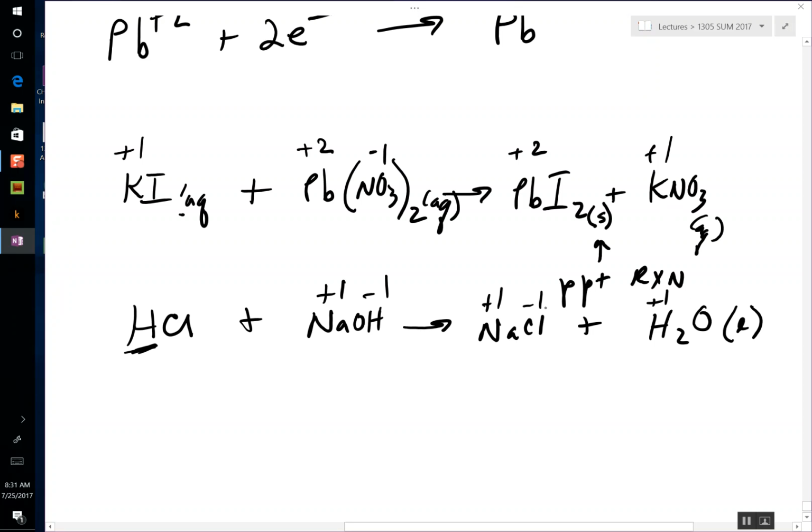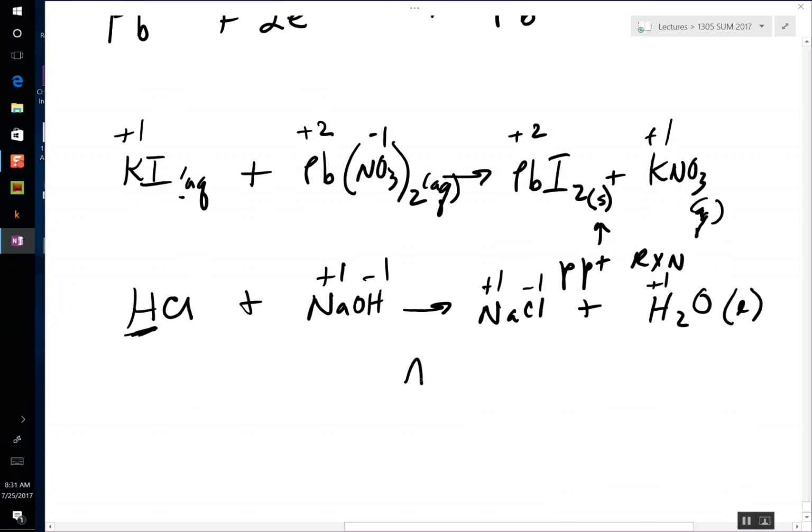So what I'm pointing out here in precipitation and acid-base reactions, there's no exchange of electrons. Something's not giving up an electron and becoming more positive. Something's not gaining an electron, becoming more negative. They're just rearranging themselves into new compounds, but they're maintaining their original charge.